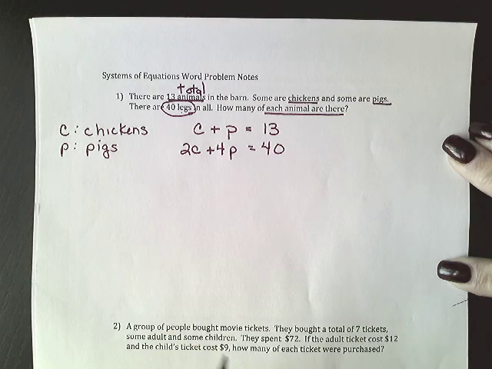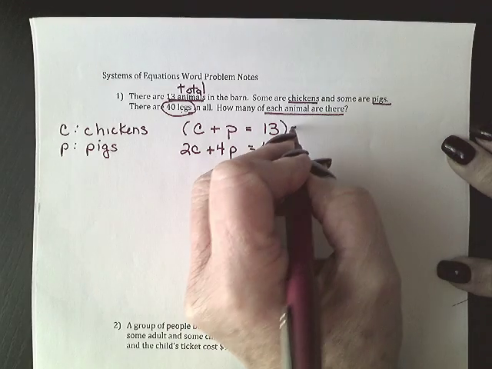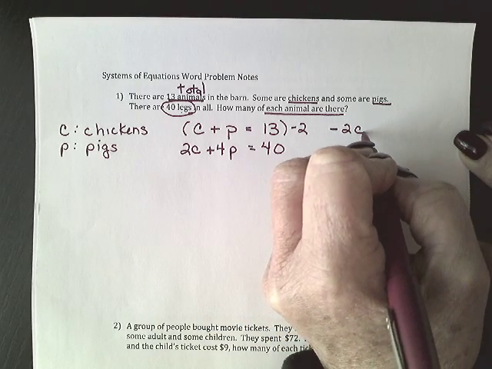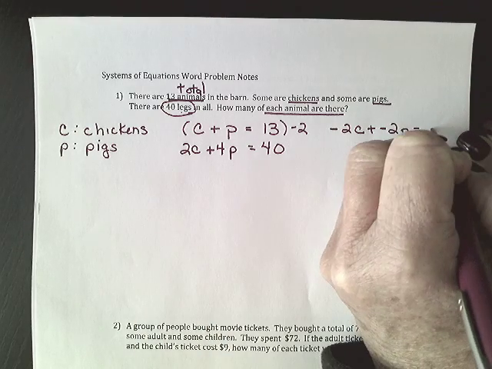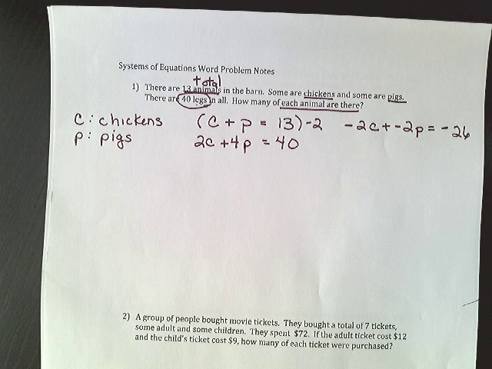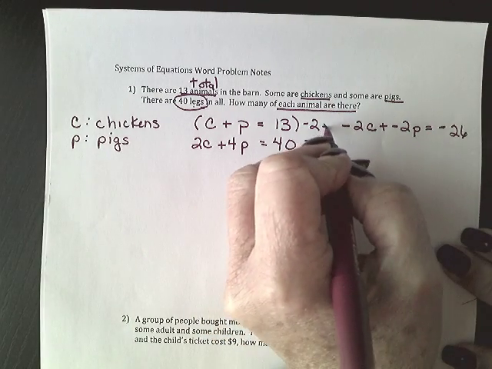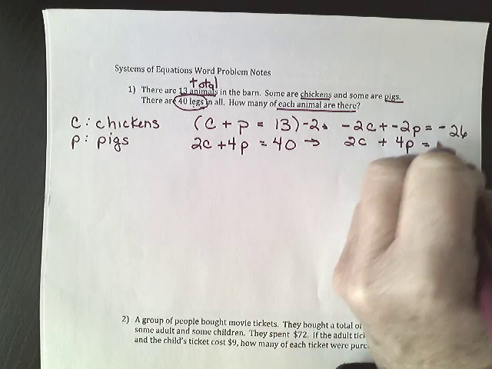So we know how to multiply equations in order to work for elimination. I'm going to choose to multiply by -2. That way I am going to eliminate my chickens, the 2c. So this becomes -2c plus -2p equals negative 13 times 2, which is -26. All right, now I'm just going to bring my other equation over. So it's going to be 2c plus 4p equals 40.